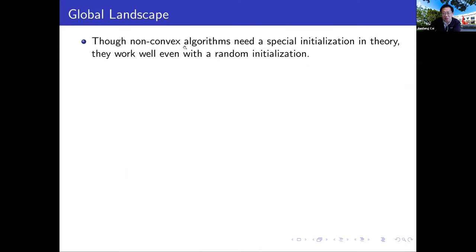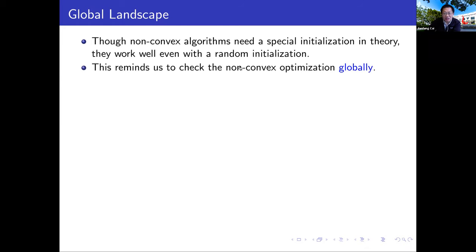Though these non-convex algorithms need a special initialization in theory, if we just initialize them randomly, you will see that they work very well in practice. Why do they work very well in practice? This reminds us to check the non-convex optimization globally, because a random initialization usually works. So globally, there must be some structure in these non-convex optimizations.